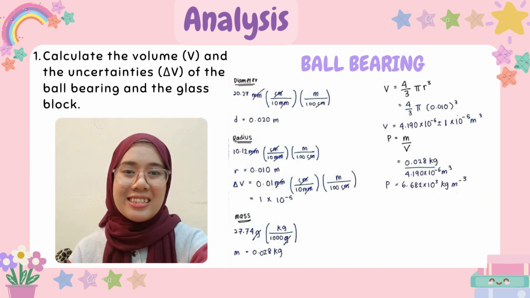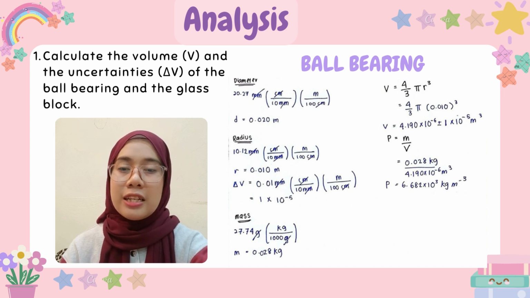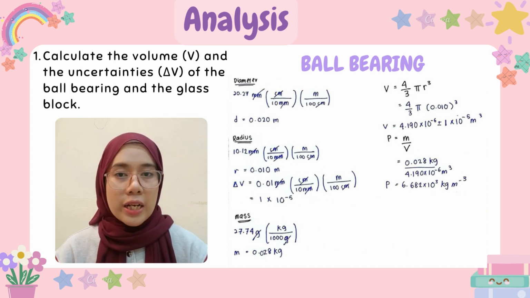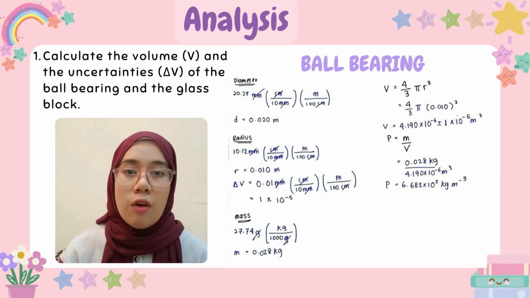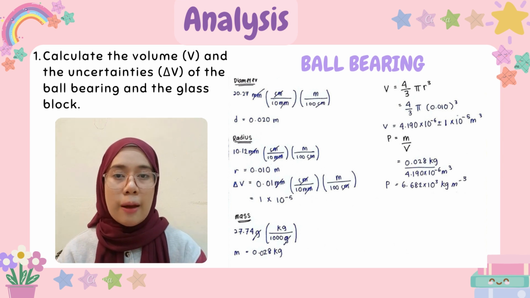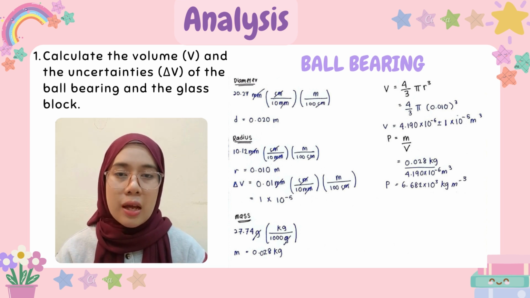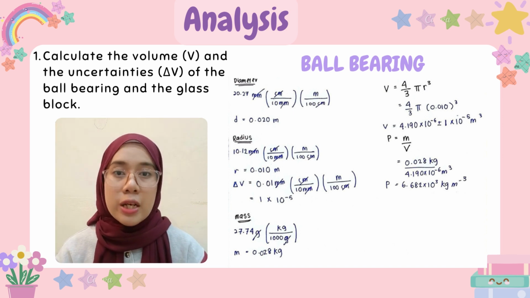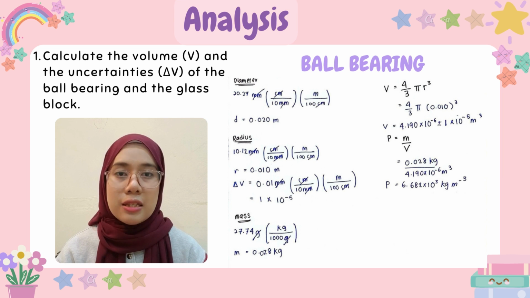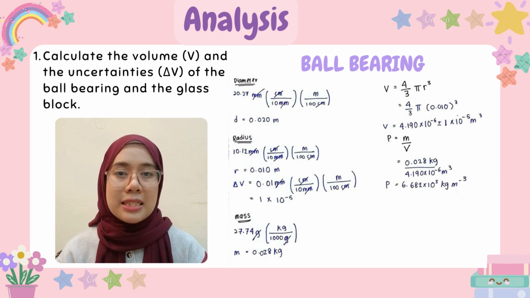Secondly, we calculate the density of the ball bearing using the formula given. The formula is density equal to mass divided by volume. Before we calculate the density, we need to change mass from gram to kilogram as SI unit. The mass of ball bearing is 27.74 gram divided by 1000 equal to 0.028 kilogram. And then we can put mass and volume into the formula, which is 0.028 kilogram divided by 4.190 times 10 power of negative 6 meter cube. The density is 6.682 times 10 power of 3 kilogram per meter cube.